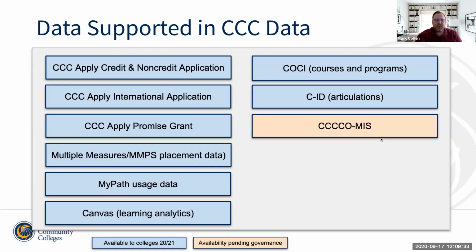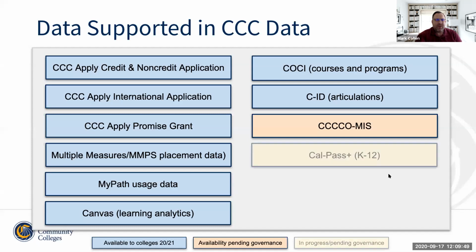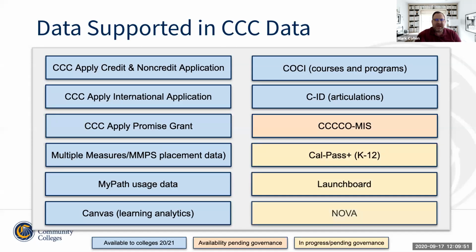The data warehouse also includes data from the MIS system, which we expect to be made available, a prioritized subset of the data once data governance has been put in place through the chancellor's office. At that time, we'd be able to add it to the data warehouse from the data lake. We've also been asked by the chancellor's office to include data from CalPass Plus, Launchboard, and Nova to the data lake. And over time, we expect that some of this data will be added to the data warehouse as data governance allows for that data to be shared through this platform.